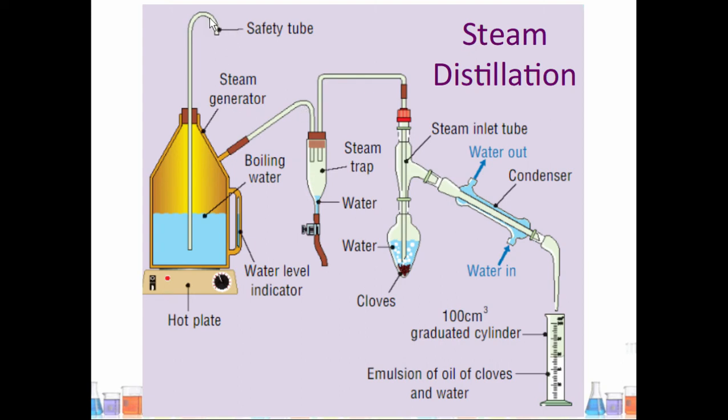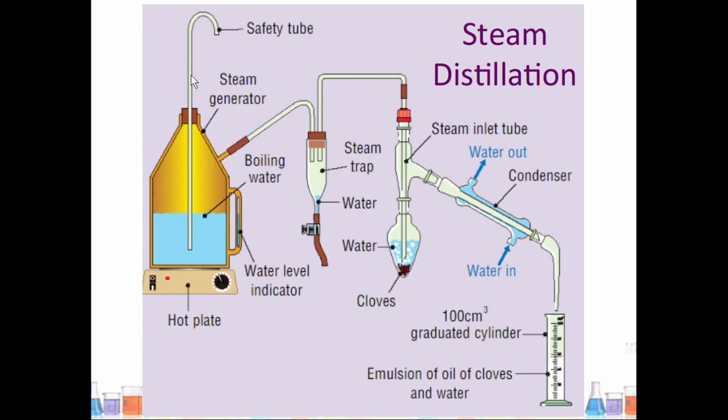We have a safety tube in here, and it's very important that you know why that's there. And the reason it's there is to prevent a buildup of pressure formed by the steam in the steam generator. So obviously this is a liquid, we're turning it into a gas, so that's going to increase the pressure. So the safety tube is there to release that.